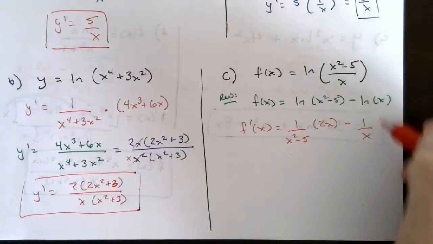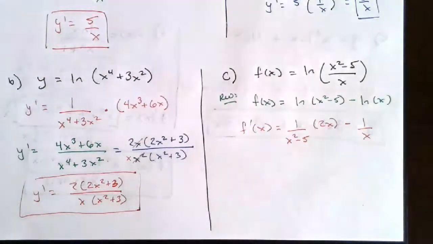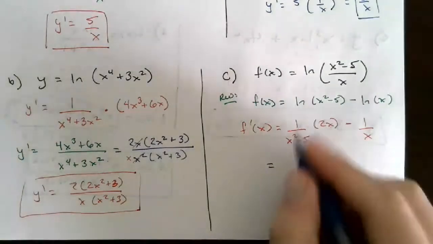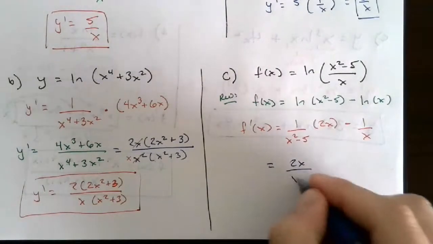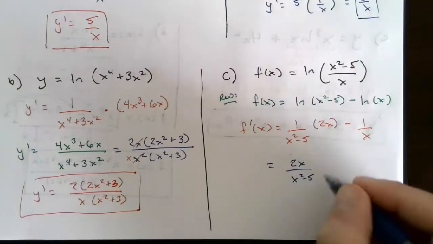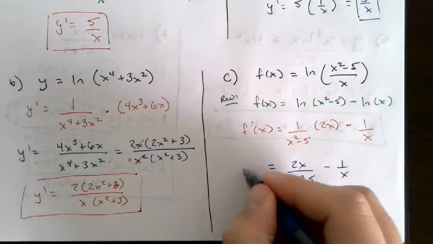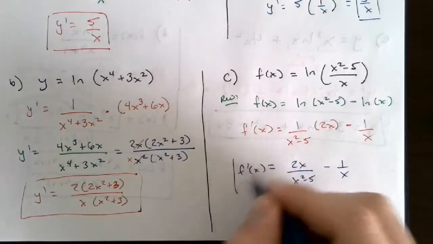If you did do a chain rule, it'd be 1 over the inside times the derivative of x, which is just 1. So it gives you the same thing, in case you forgot. And then this leaves us with 2x times 1, which is 2x, over x squared minus 5, minus 1 over x. And you can leave it like that. That's f prime of x.